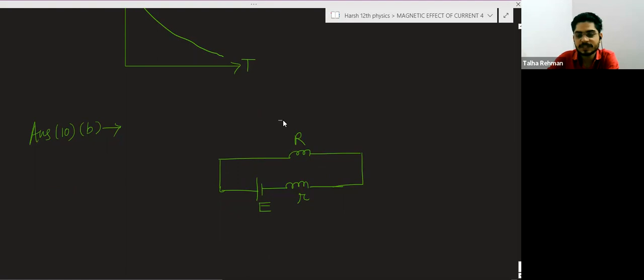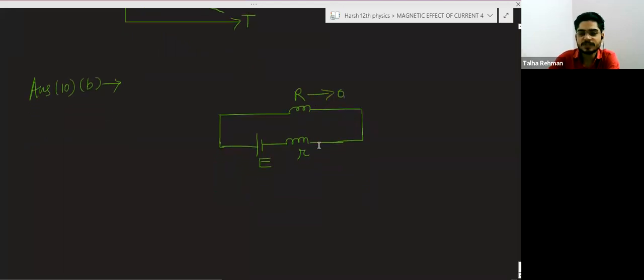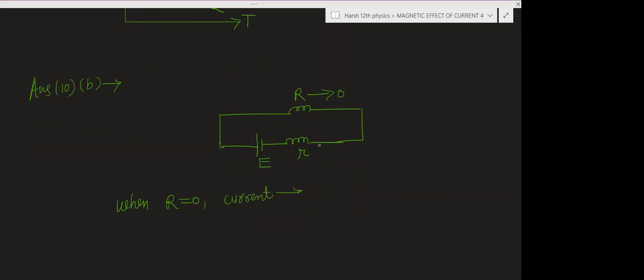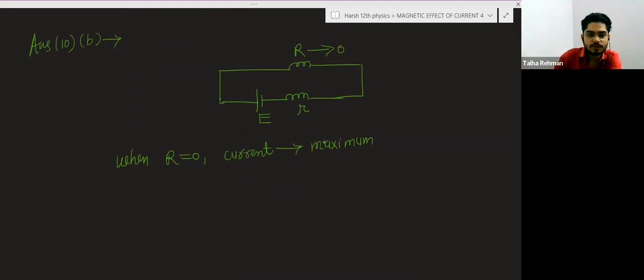You should know the condition for the maximum current in the circuit: the external resistance should be 0. When R is equal to 0, current will be maximum. Now R becomes 0, so you can find the current. Current is equal to E by r, simply E by small r. So this will be your maximum current.